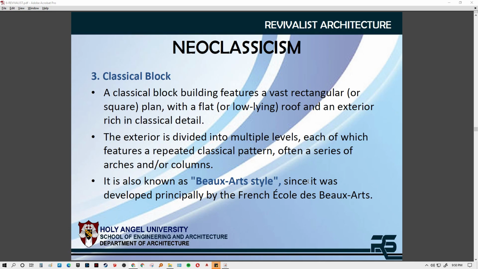Lastly, the classical block. A classical block building features a vast rectangular or square plan with a flat roof and an exterior rich with detail. It usually has multiple levels, with repetitive patterns or series of columns and arcs, and it is also known as Beaux-Arts, since it was principally developed by the École des Beaux-Arts, the French school for fine arts.